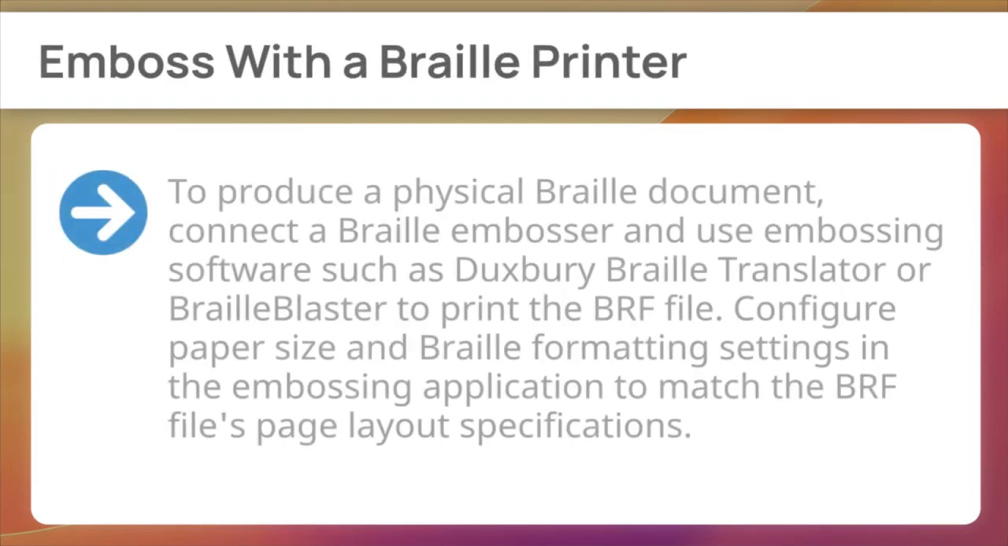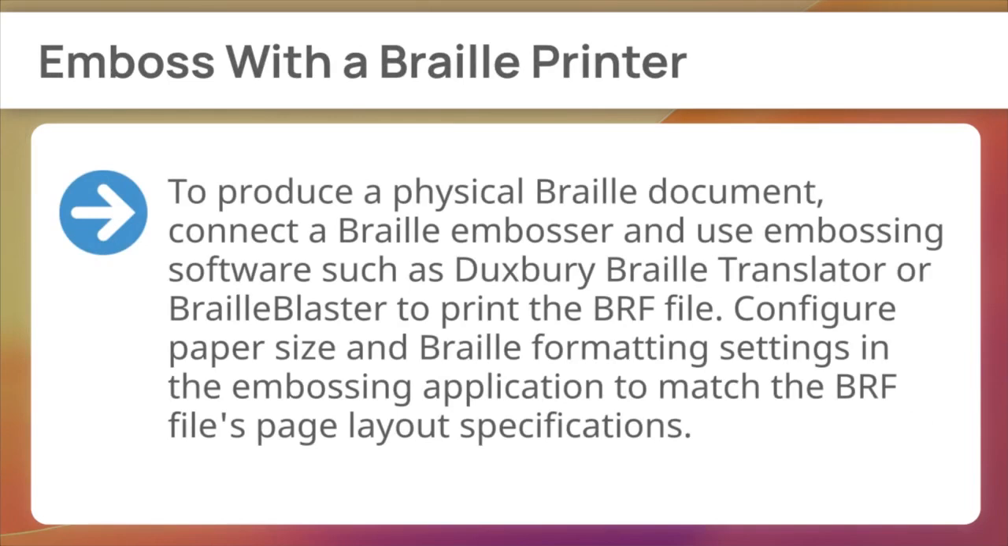Next, emboss with a Braille printer. To produce a physical Braille document, connect a Braille embosser and use embossing software, such as Duxbury Braille Translator or Braille Blaster, to print the BRF file. Configure paper size and Braille formatting settings in the embossing application to match the BRF file's page layout specifications.